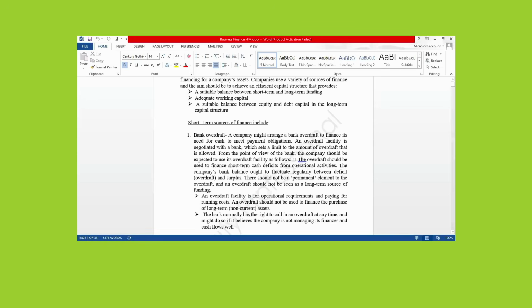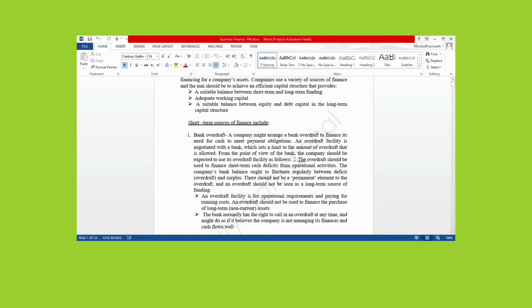Thank you. So that will tell us that if you want to finance your business, you can use overdraft. But overdraft facility is a risky source of financing. The bank can ask you to repay the overdraft facility at the shortest possible time. That's number one.